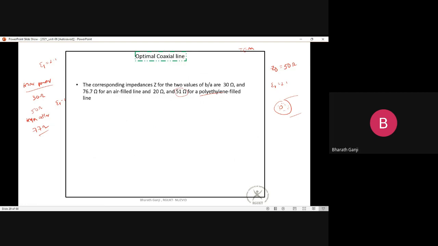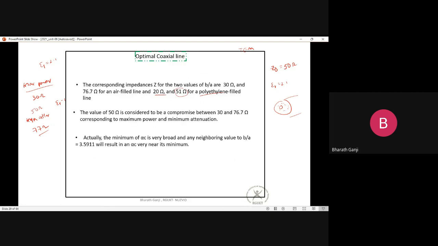Though the power handling capability is not the best one, it is good enough, right? Because if you take a 20 ohm line, then it can have more power handling capability. But we usually choose a 50 ohm line. So the 50 ohm line is like a compromise between maximum power and minimum attenuation.